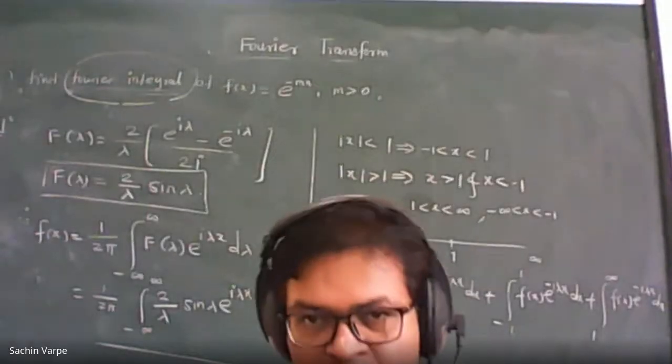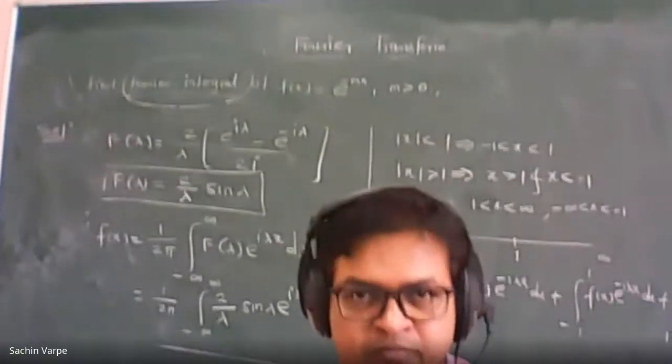Is there any problem with the formula of Fourier transforms? No, sir. Okay. So, what is the formula to find the Fourier cosine integral? Tell me the formula. Okay, so 2 by pi, integral from 0 to infinity, f_c(lambda) cos(lambda x) d lambda, where f_c(lambda) is the Fourier cosine transform. Yeah, cosine transform.